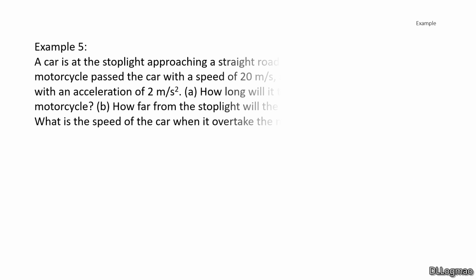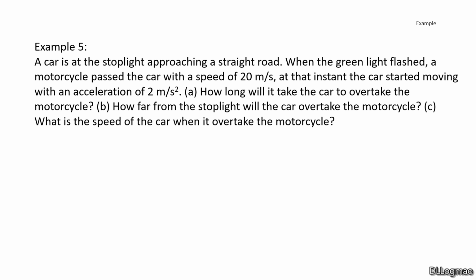The fifth example. A car is at a stoplight approaching a straight road. When the green light flashed, a motorcycle passed the car with a speed of 20 meters per second. At that instant, the car started moving with an acceleration of 2 meters per second squared.